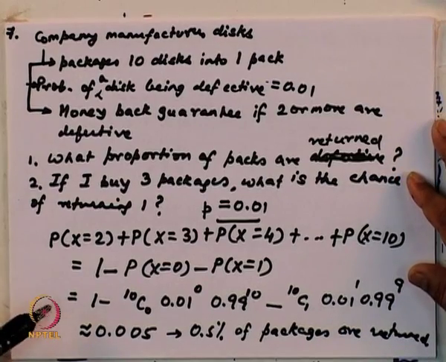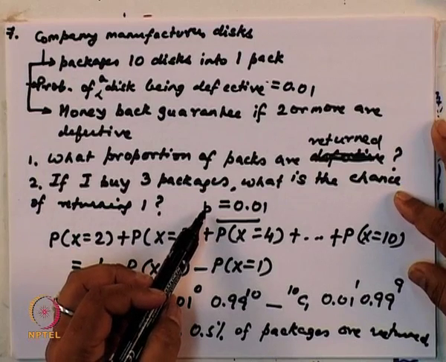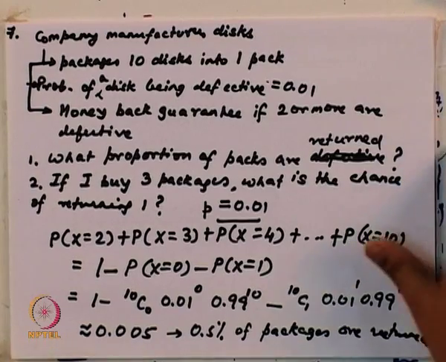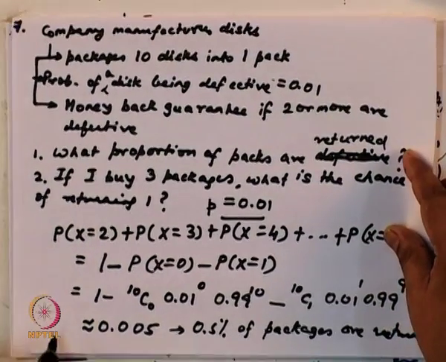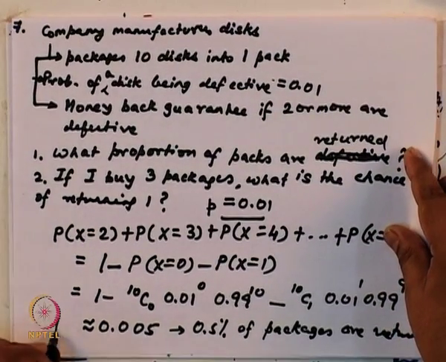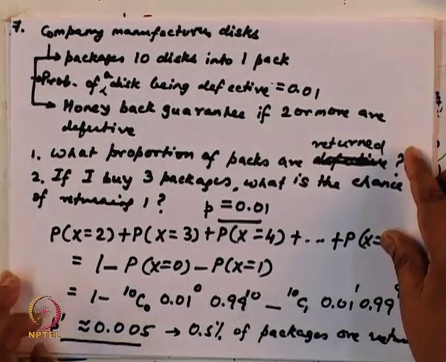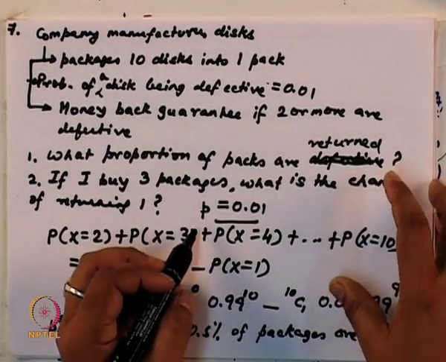Okay. Another thing you have to remember is that p is the probability of a single disk being defective, which is 0.01, but this is the probability of the package being returned, which is 0.005. So, to answer the second part of the problem, if I buy 3 packages, what is the chance of returning 1? I have calculated the probability of returning, which is 0.005. I am labeling it as p prime because p prime is separate from p.